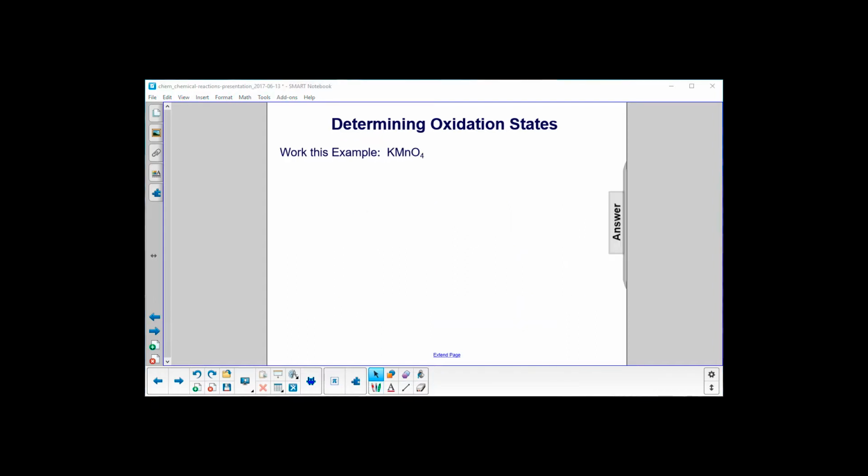Your turn. Let's figure out the oxidation states of potassium, manganese, and oxygen in this compound. So take a few seconds and work on it. I'll hang on here. Pause the video if you'd like, and when you're ready, unpause it and I'll pull out the answer tab. Okay, here we go.